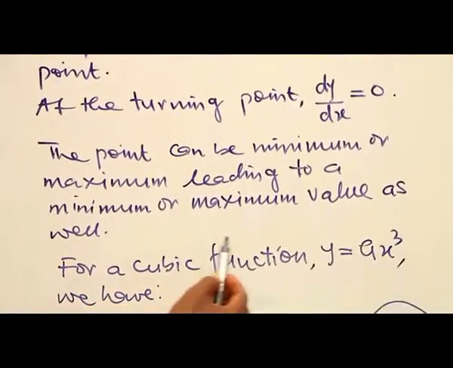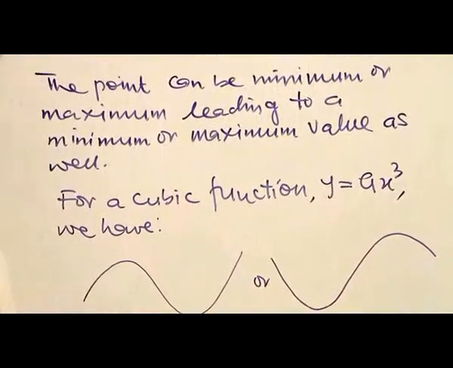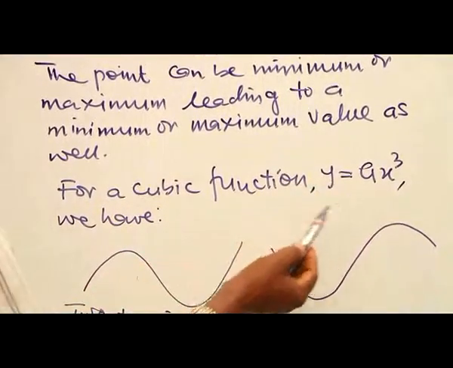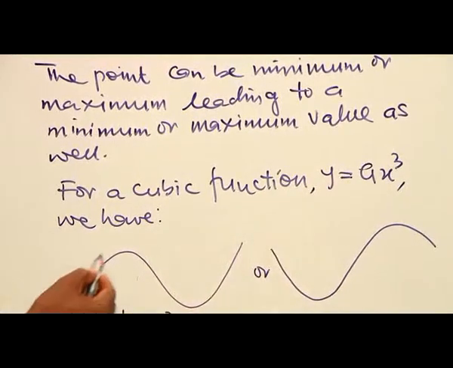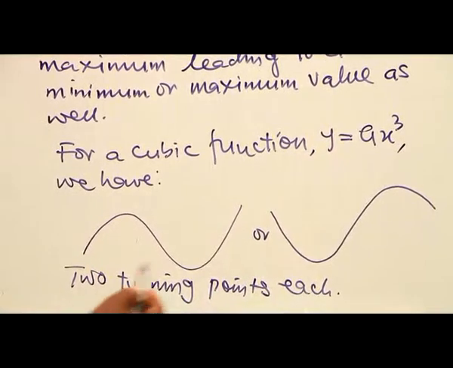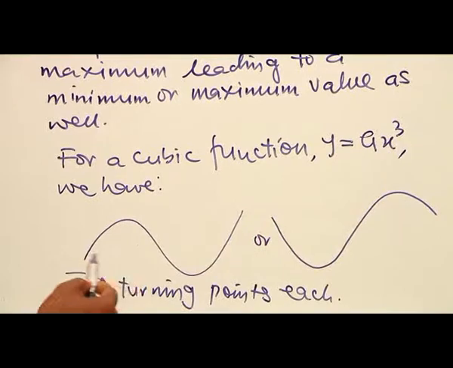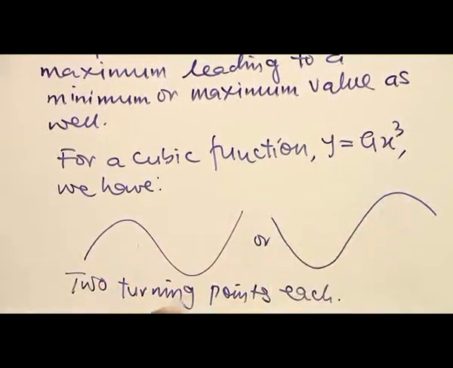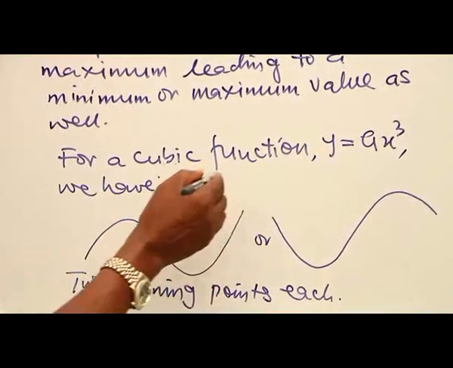But for the cubic function, such as y equal to ax cubed, a can be negative or positive. If this is positive, then you will have a cubic curve. If a is negative, you have also the same cubic curve, but the starting point differs. In this case, it rises, falls, and rises.